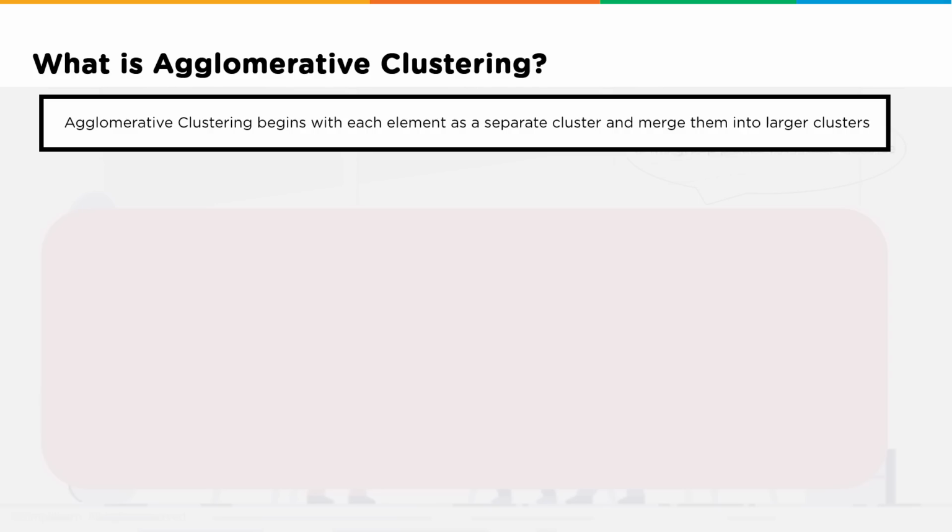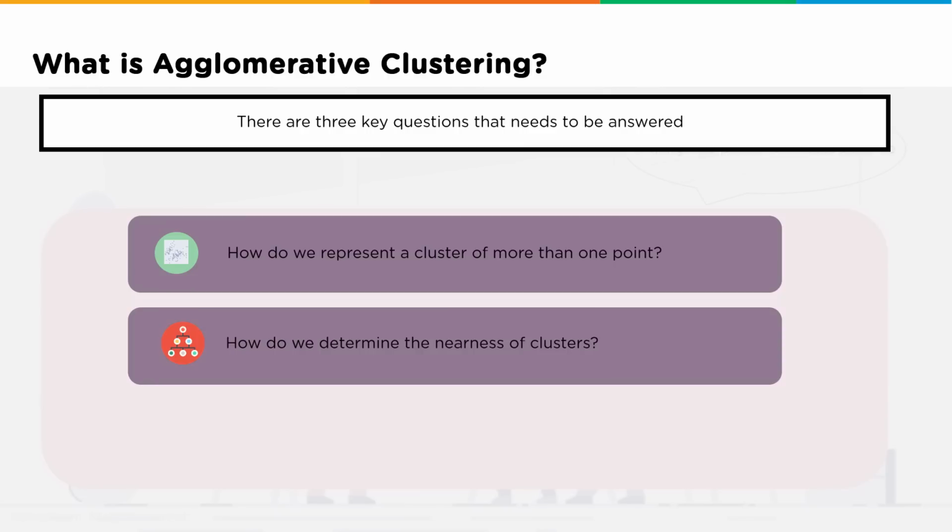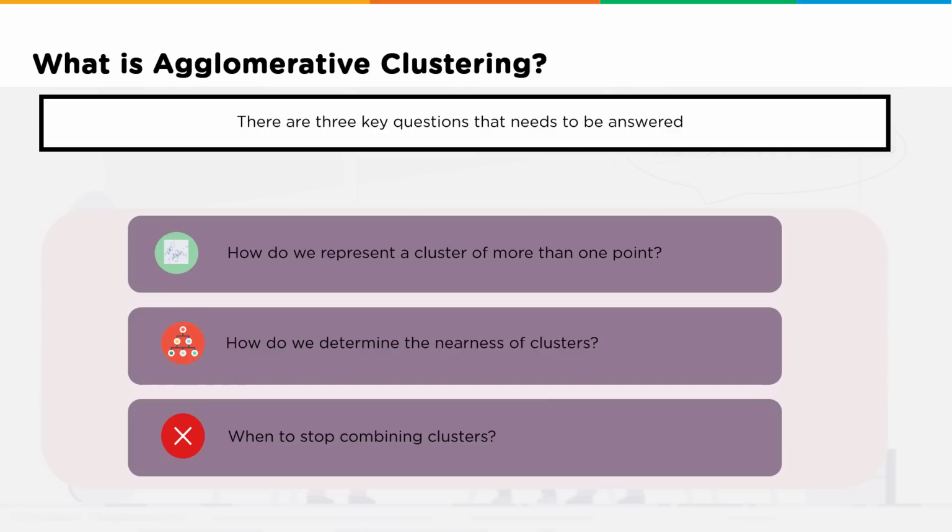Agglomerative clustering begins with each element as a separate cluster, and then we merge them into larger clusters. So we're going to mix the distance together with the actual agglomerative clustering and see what that looks like. We're going to have three key questions answered here. How do we represent a cluster of more than one point? We want to look at what it looks like mathematically and geometrically. How do we determine the nearness of clusters? And when to stop combining clusters?